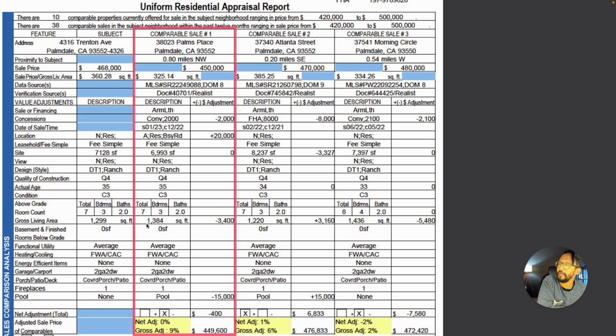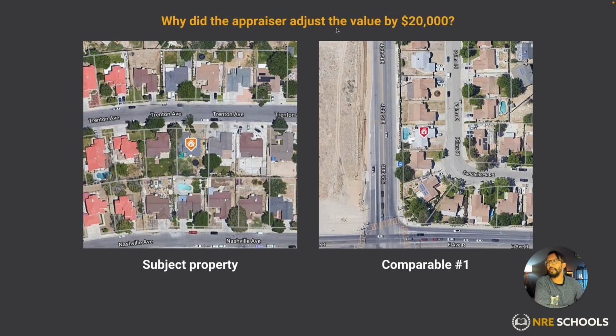Notice that this one has more square footage than our subject property. Our subject property only had 1,299 square feet, whereas our comparable sale has 1,384, so it has more square footage, so they subtracted value. And these are what we call adjustments. And let me explain why. So here's the property. We got the subject property right here, and we have comparable sale number 1 here. My question to you guys is, why did the appraiser adjust the value by $20,000?